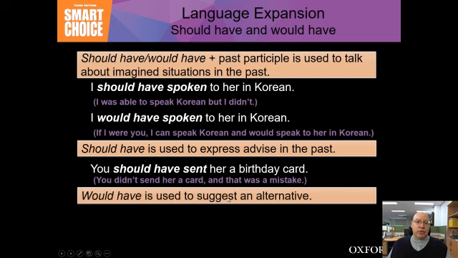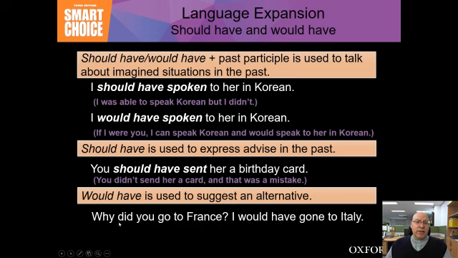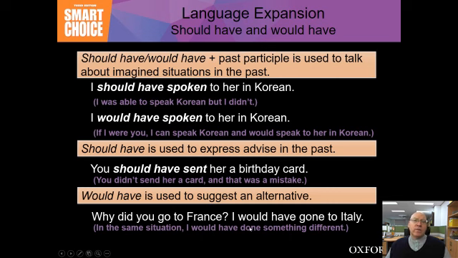Would have is used to suggest an alternative. Okay, another way of doing something. So here an example would be, why did you go to France? I would have gone to Italy. So again, here's an alternative, similar to the one up here, if I were you. Okay, if I were you, if the situation was changed. So here, in the same situation, I would have done something different. So again, would have is used to suggest an alternative in a situation there.